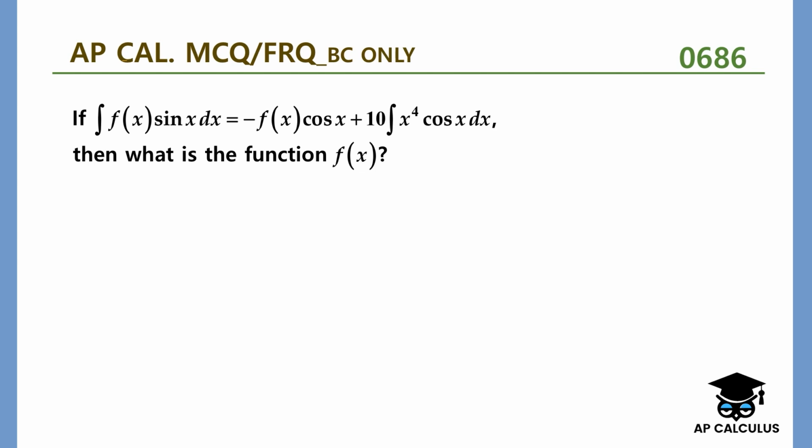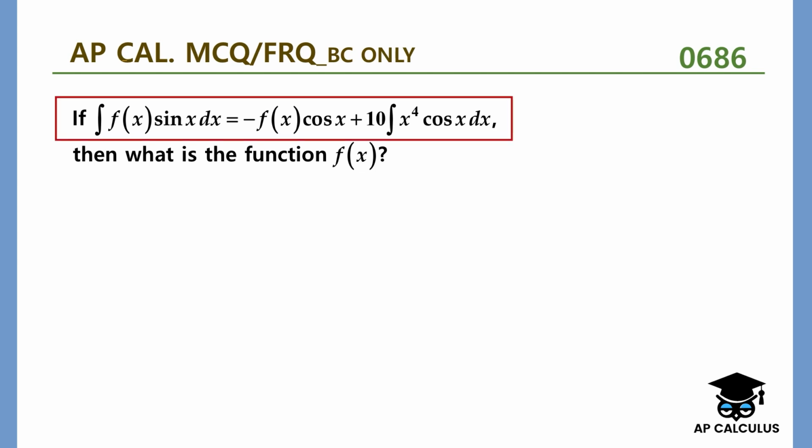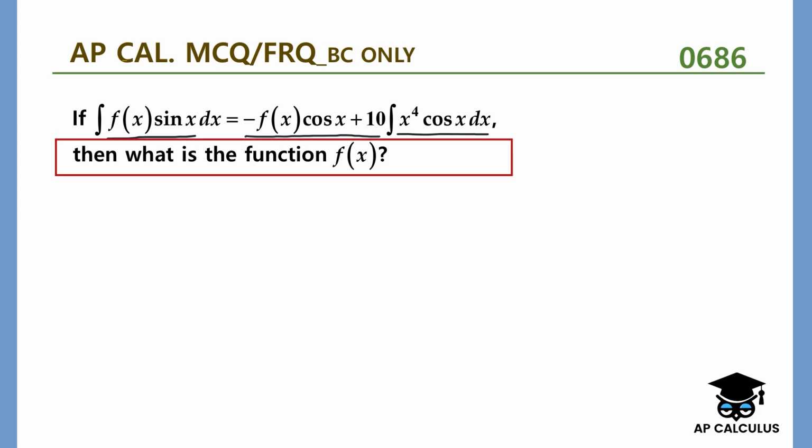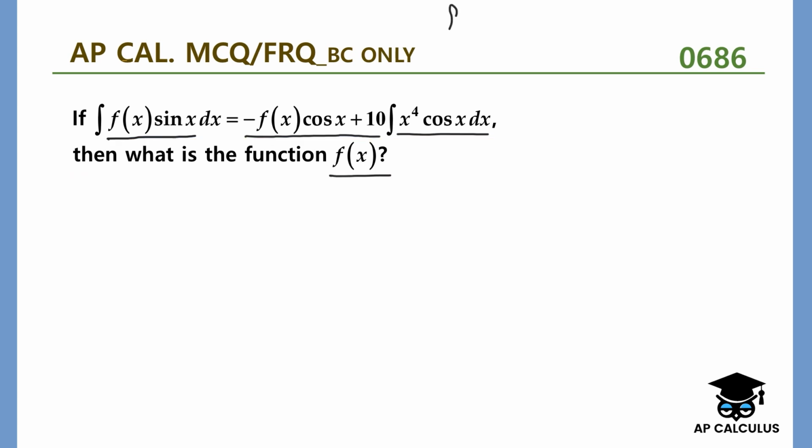Question 686. If the integral of f of x sine x dx is equal to negative f of x cosine x plus 10 times the integral of x to the 4 cosine x dx, then what is the function f of x? Remember, the indefinite integral of u dv is equal to uv minus the integral of v du, right? When we look at this integration by parts formula, here we have the same function, right?